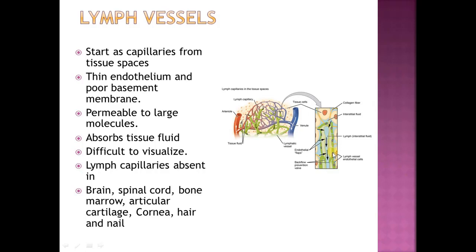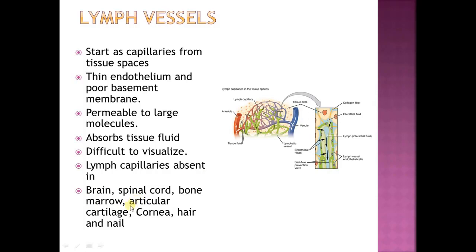Now these lymph capillaries, even though they are present throughout our body, in certain areas they are absent, especially in the brain. You don't have lymphatic vessels or lymph nodes in the spinal cord. So that means in the whole of the central nervous system it is absent. The function of this is taken care of by the cerebrospinal fluid in the central nervous system. It is absent in the bone marrow and articular cartilage.